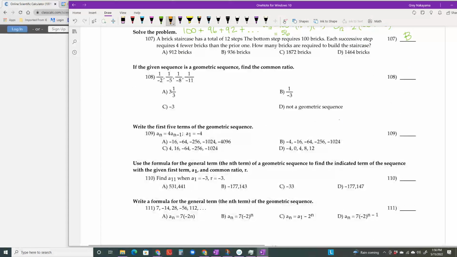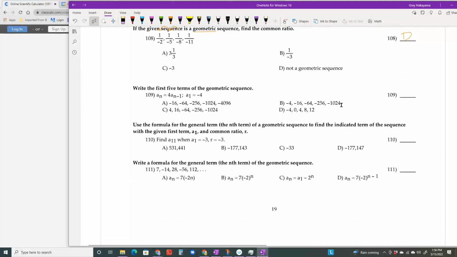108. If this given sequence is geometric, find the common ratio. Okay, y'all, if it's a geometric sequence, then I'm multiplying or dividing by the same number every time. So I can tell I'm not adding the same number every time, but am I multiplying? Can I multiply anything by 2 and get 5? Well, 2.5. Is 5 times 2.5 equal to 8? And it is not. So this is not a geometric sequence. Okay. You could also take 1/5 over 1/2 and see if you get the same thing when you do 1/8 over 1/5. Either way. All right.